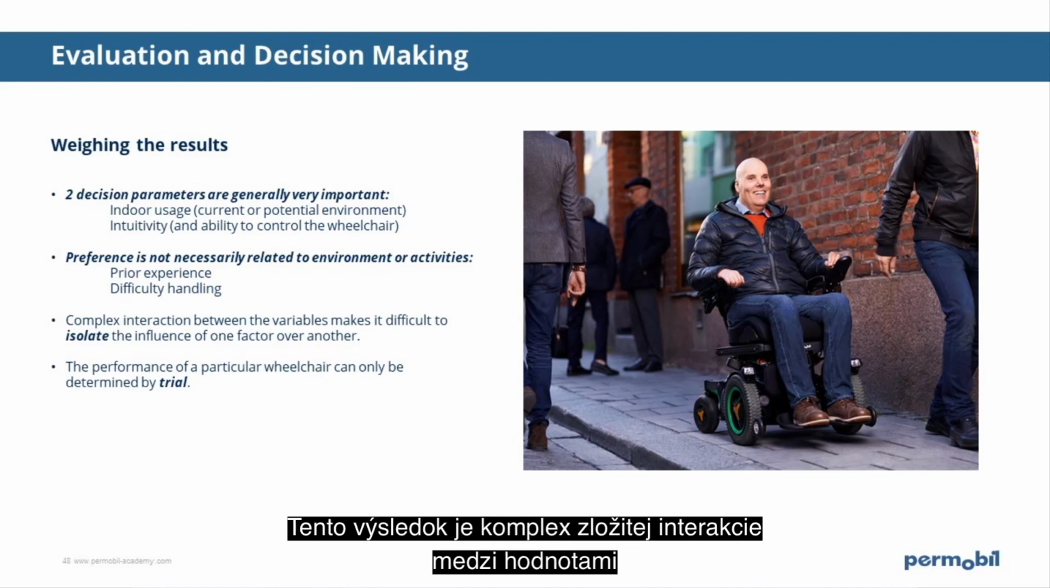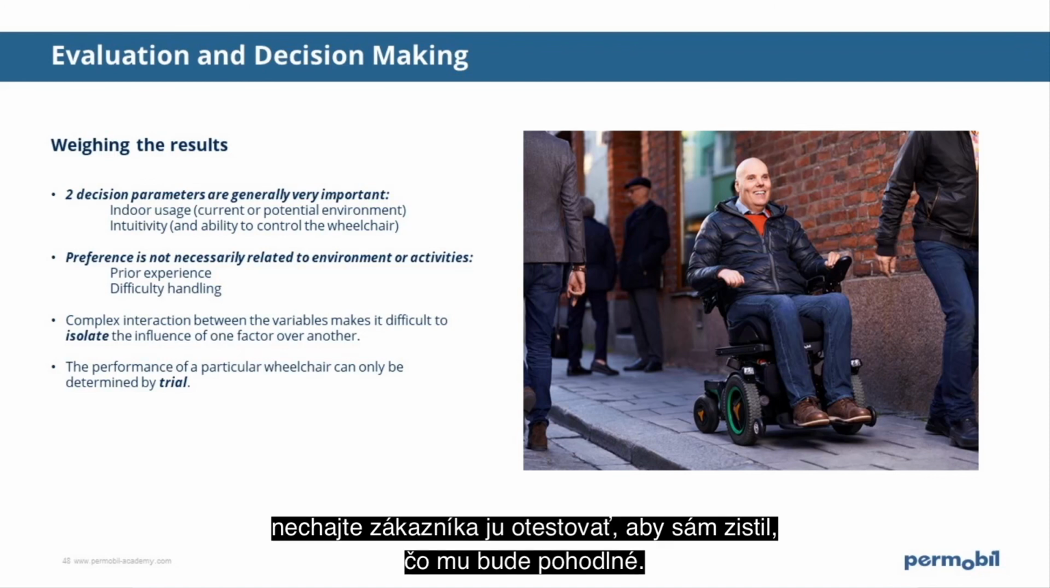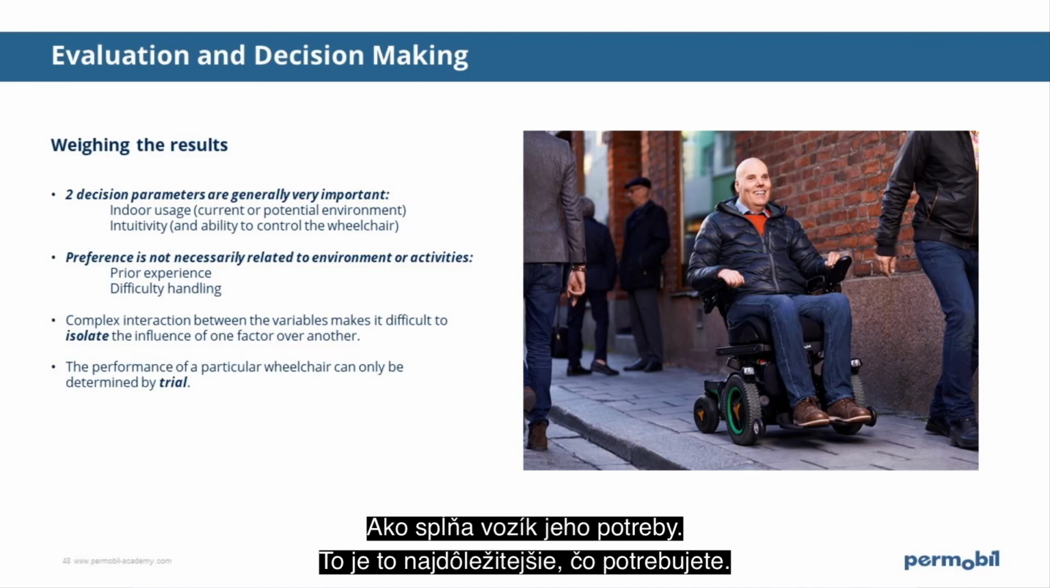The result is a complex interaction between the variables, and it makes it difficult to isolate the influence of one factor over another. And to determine the best platform for your customer and the performance of a particular wheelchair, it is actually only possible by doing it by trial. Have your customer test the wheelchair, have his inputs, have his feedback on how the wheelchair behaves and how it actually meets his needs. That's the most important consideration you can make.